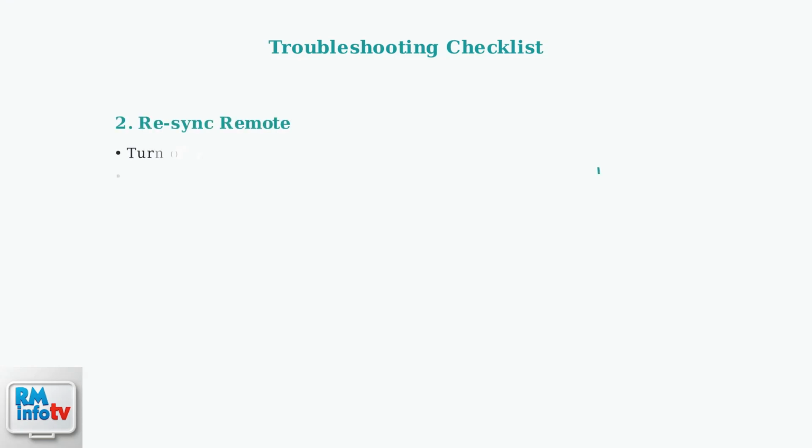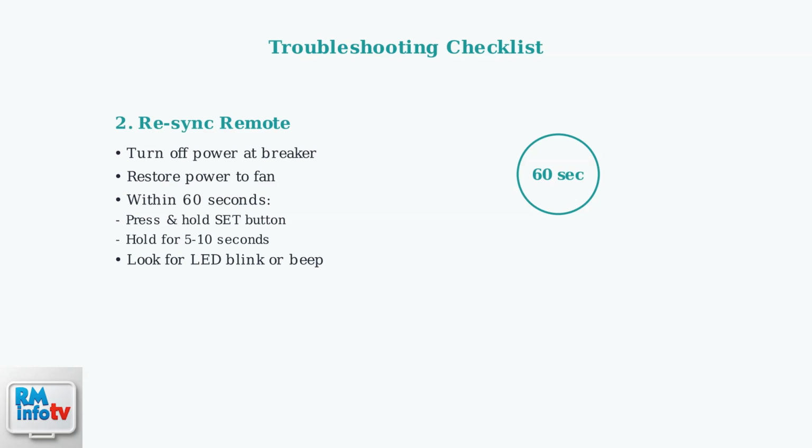If basic checks don't solve the issue, try resyncing the remote. Turn off power at the circuit breaker, then restore it. Within 60 seconds, press and hold the set or stop button on the remote for 5 to 10 seconds.